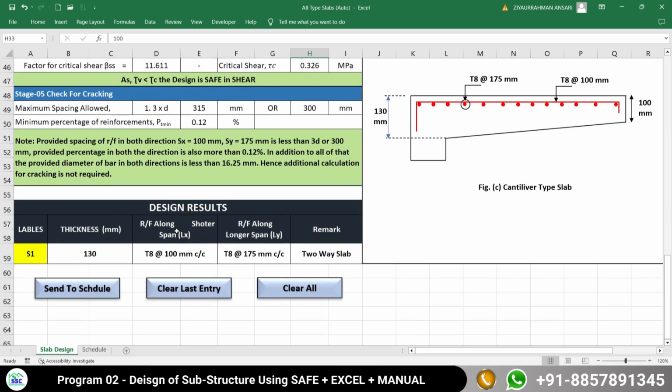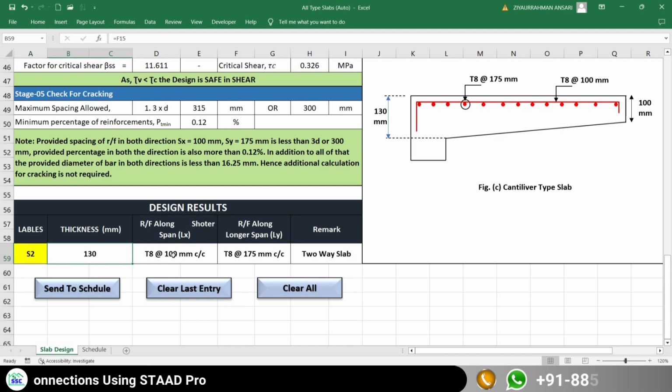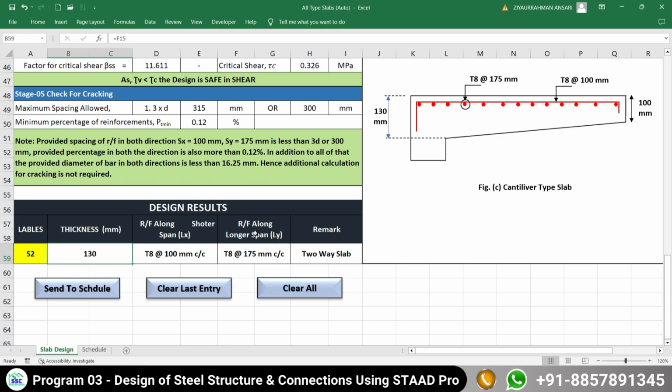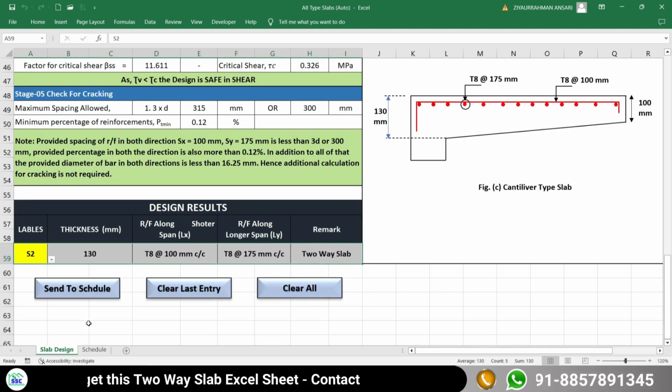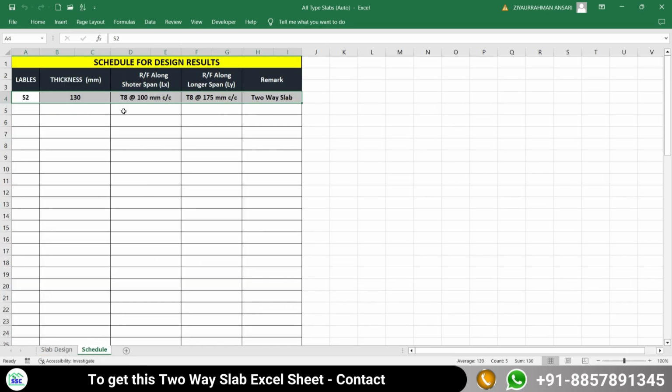This is your final design result. Slab S2, overall depth is 130. 8 mm diameter bar at a spacing of 100 along the shorter span. Along the longer span 8 mm diameter at a spacing of 175. It is a two-way slab. You just have to click on send to schedule. Once you click on send to schedule, this design result is stored in your schedule list.